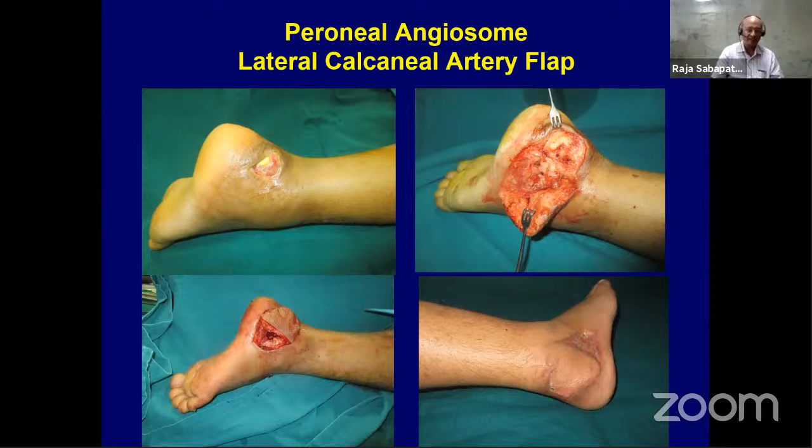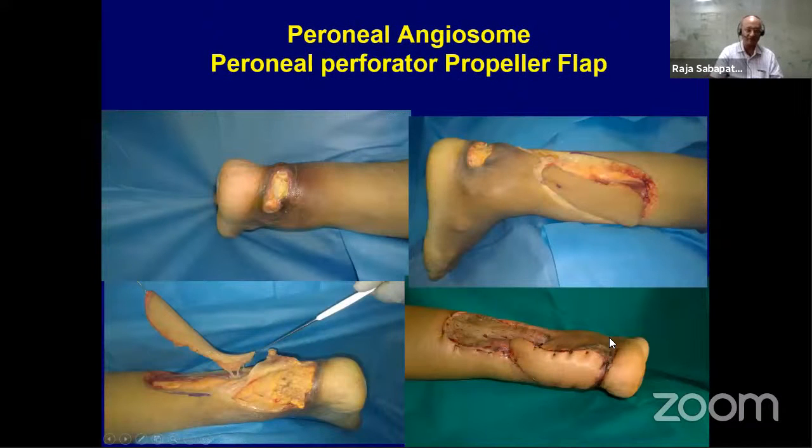We use it. But as I told you, if you really notice, we use a transposition flap. That means every transposition flap will have a donor deficit. I think the donor area has to be compensated by a skin graft. If you have a rotation flap, the flaps are bigger, but there is no donor deficit, and that's the way we use it.